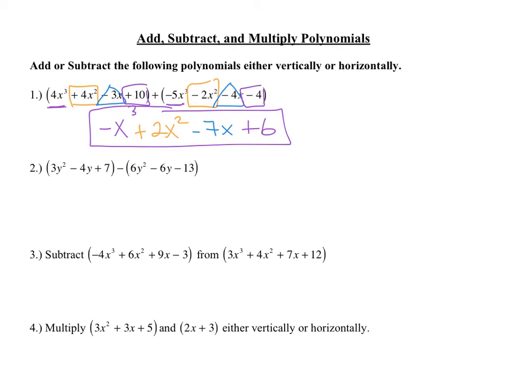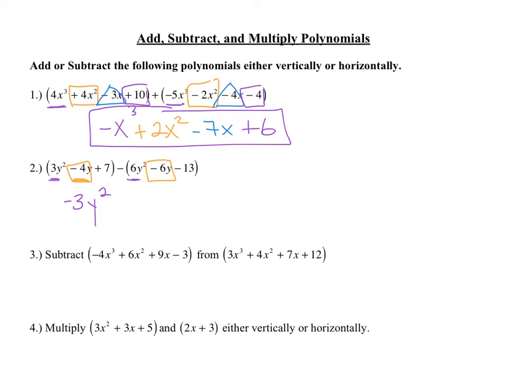Number 2, you're going to subtract, so make sure that you subtract every term. So you'll have 3y squared and 6y squared, and we're going to subtract 3 minus 6, which is negative 3y squared. And we have negative 4y minus negative 6.